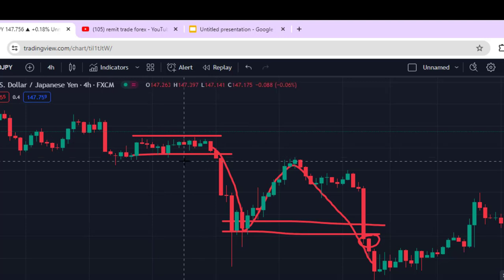Breakout of consolidation is a perfect kind of breakout that you should be trading. So this is what you need to watch on your chart.